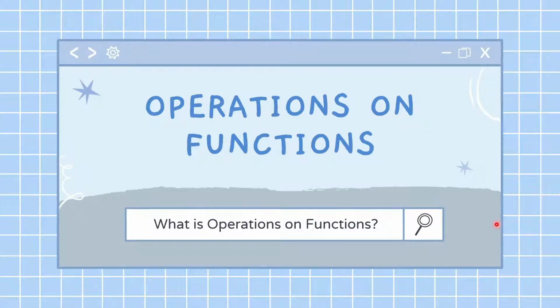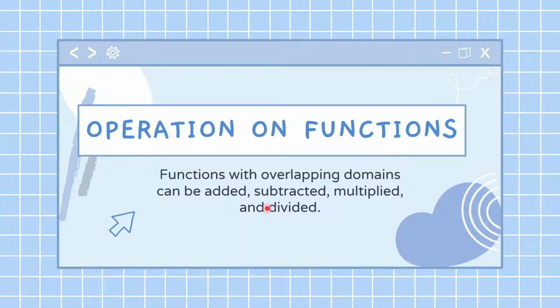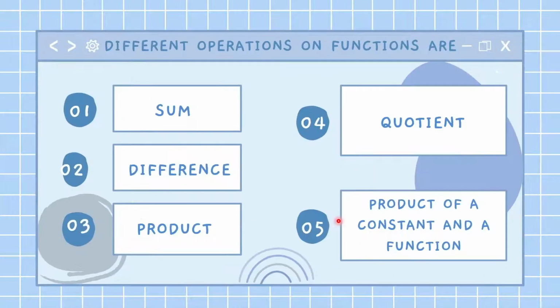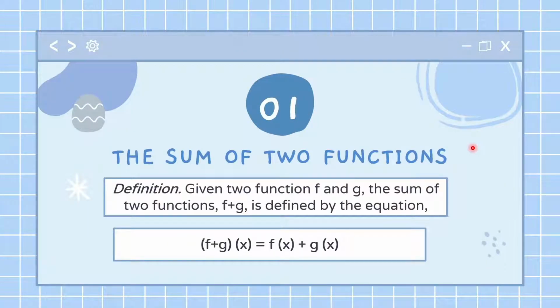Hey guys, my name is Rael and today I'm going to be talking about the operations on functions. So first, let us define what is operations on functions. Functions with overlapping domains can be added, subtracted, multiplied, and divided. Different operations on functions are the sum, the difference, the product, the quotient, and the product of a constant and a function. Let us first talk about the sum of two functions.